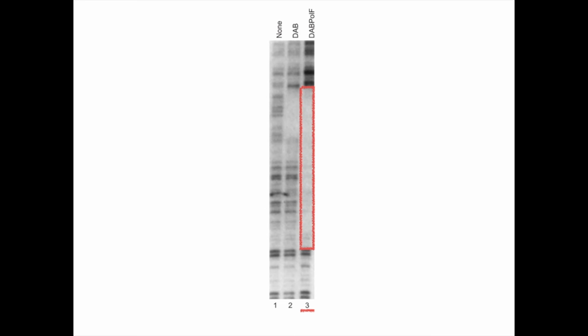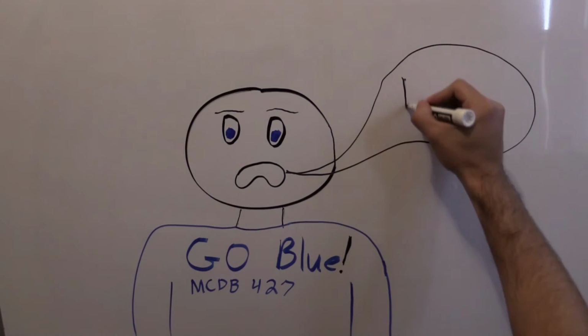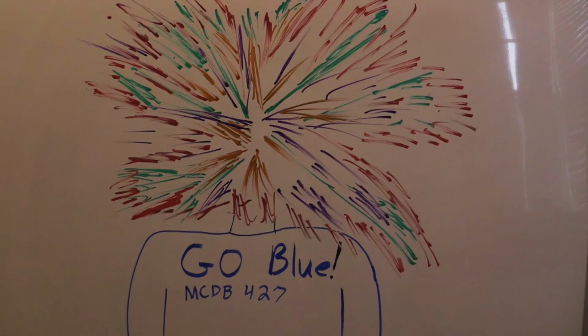Now just look at the difference in size. The DAB region is from the -42 all the way to -17, but just the RNA polymerase region is from the -17 all the way to the +17. I know what you're thinking. Whoa, mind blown? Mine too.